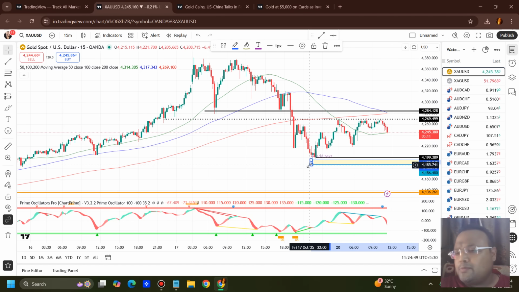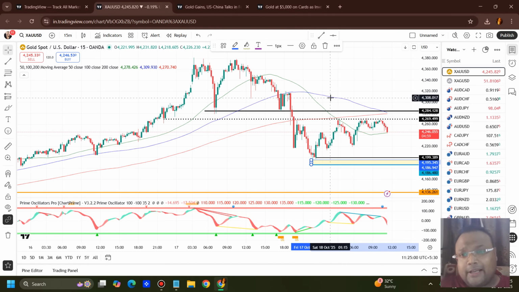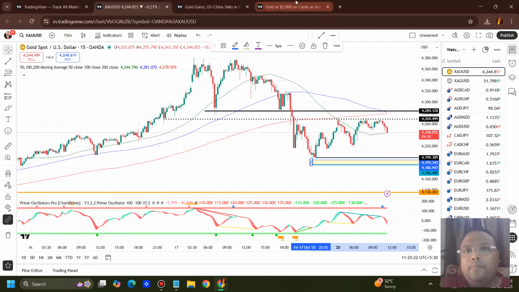As I always say, my dear friends, probably you also know it very well, that to break any level, volume plays a crucial role. And right now, we don't see much volume in the market. So in the absence of volume, you can expect the market to take support around 4200 and 4190, 4185. So we have two support levels on the chart of gold, around 4200, then 4190, 4185. Always keep in mind, to break any level we need volume. If there is no volume, then the market won't be able to break it.